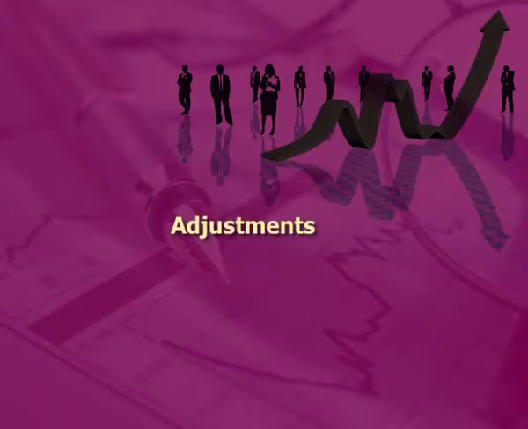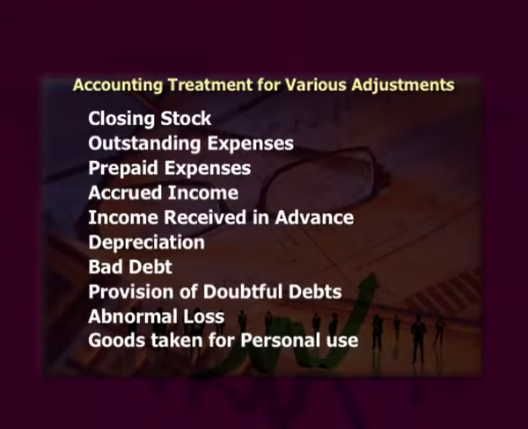Then a question arises, what are adjustments? Adjustments means those entries which need to be passed at the end of the accounting period so as to arrive at true profit or loss and fair financial position of that particular business. Accounting treatments for various adjustments are: for closing stock, for accounting the closing stock after valuation at the end of the year, this adjustment entry is passed.